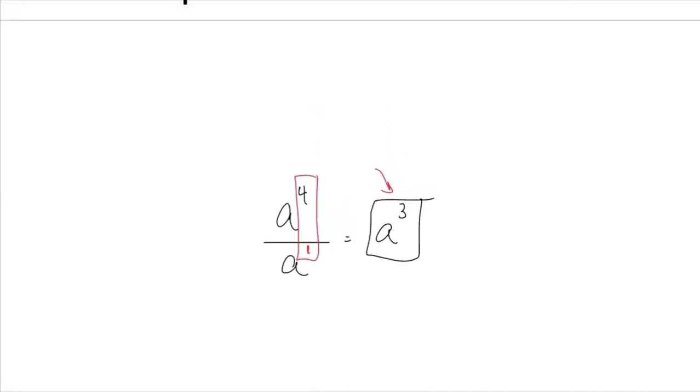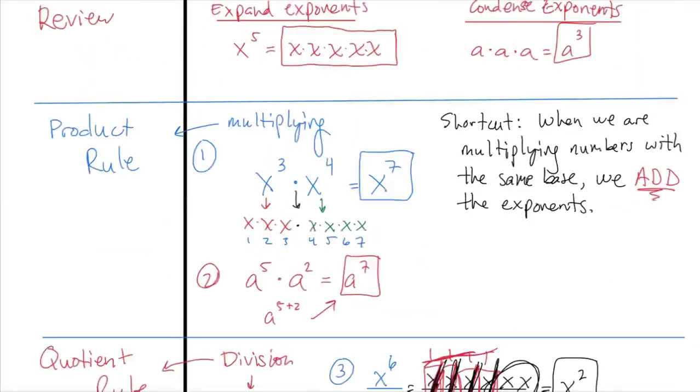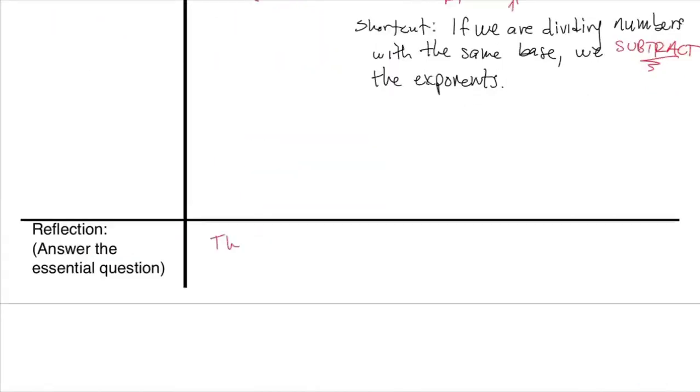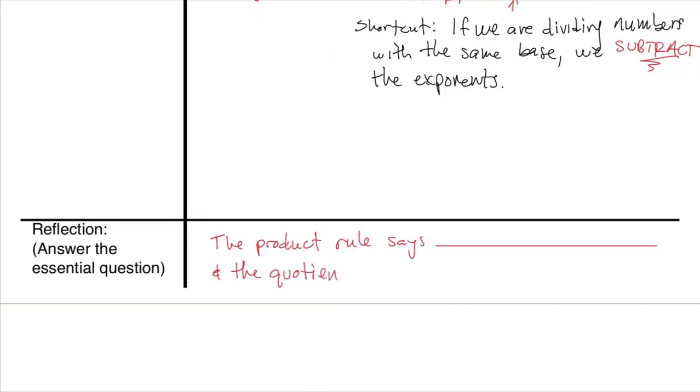We'll wrap up notes by answering the reflection question, which says, what do the product rule and quotient rule say in your own words? So the product rule says blank, and the quotient rule says blank. Go ahead and fill in those blanks. What does the quotient rule say? What does the product rule say? Put it in your own words. We'll go over some answers here at the end. And those are our notes for today.